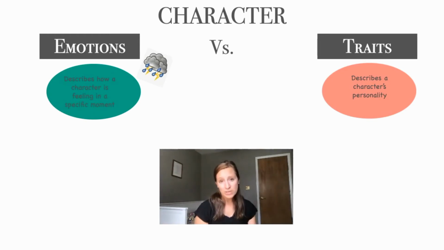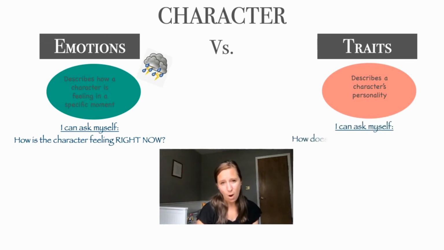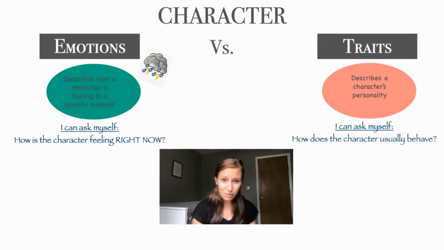So how can we tell this in a book when we're reading? What questions can we ask ourselves? When you're reading, you can ask yourself, how is the character right now? And that can give you a little feedback about the character's emotions. Whereas when you're looking at a character trait, you can ask yourself, how does that character normally behave? What is more consistent throughout the book, how they're behaving?